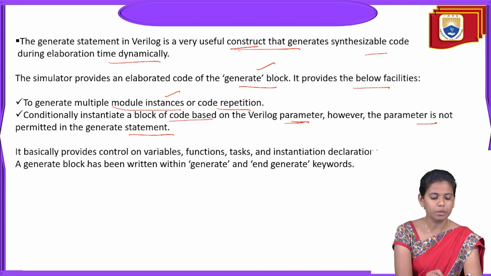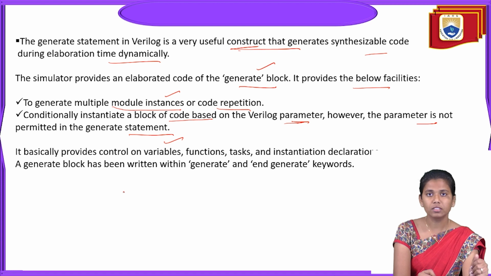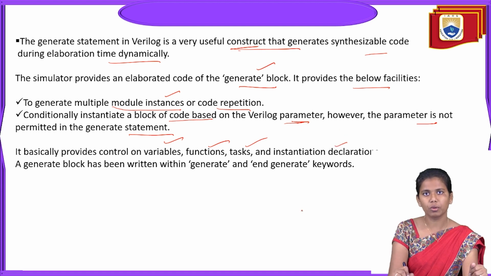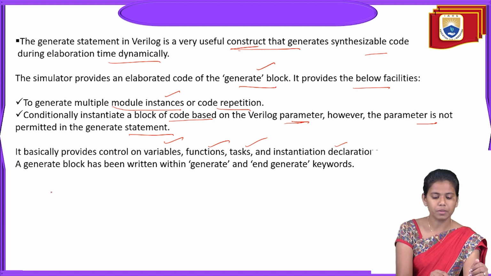Then it basically provides control on variables. This generate block provides control on variables, functions, tasks and instantiation declarations. So the generate block takes control over many things, such as tasks, functions, instantiation declarations, as well as variables. A generate block is written within the generate and end generate keywords.